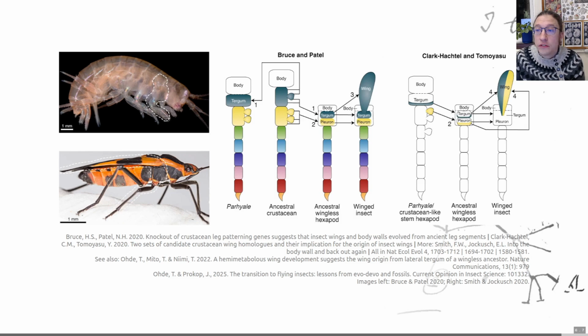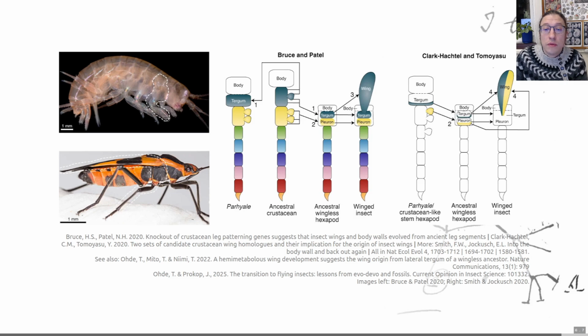They essentially both ask, is it just the dorsal portion of the body wall, a piece of the anatomy we call the tergum, or is it the tergum and another region, a more lateral part of the body wall called the pleuron, that went on to form the wings? And they differ in what they think ultimately went on to evolve to become a wing. A more recent paper by Ohde, Matsuda and Niimi in 2022 supports the first hypothesis, actually, that the tergum, this dorsal plate, is the core element that evolves into the wings.